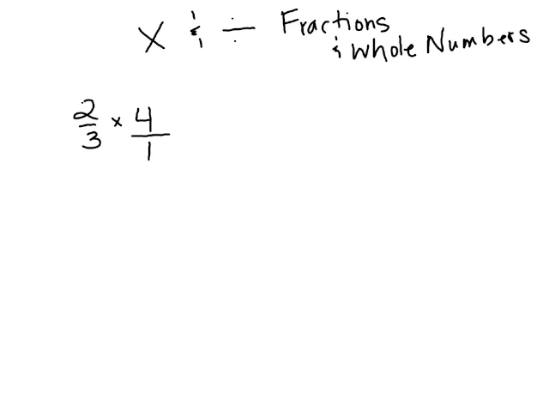Now, multiplying fractions, we just go straight across. So 2 times 4, 8. 3 times 1, 3. Is that an improper fraction or a mixed number? Improper. And if I want to switch it into a mixed number? 3 goes into 8 two times. That gives me 6, and then there's 2 left over. 2 and 2/3.